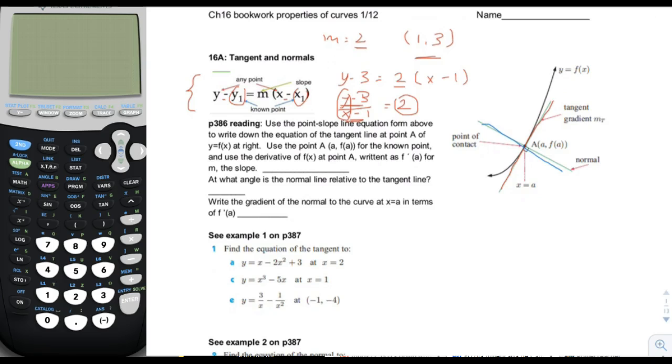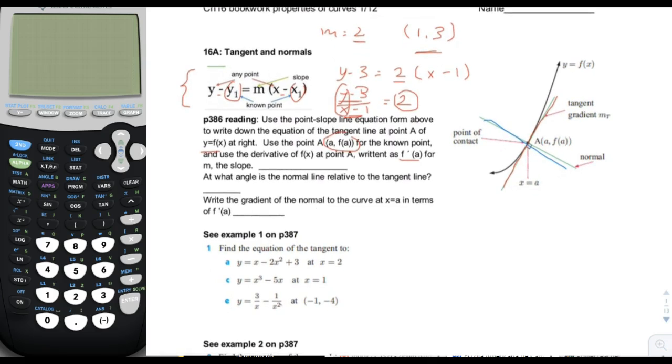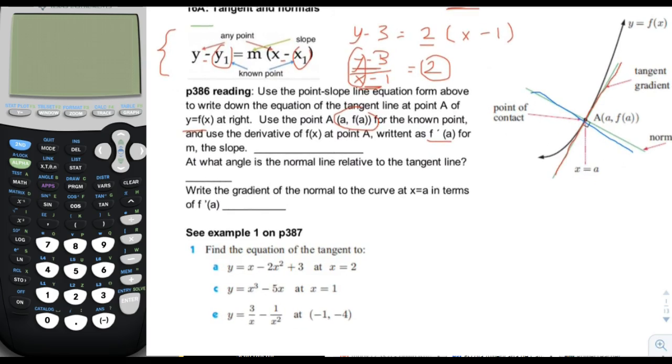So use the point-slope line equation from above to write down the equation of the tangent line at point A of y equals f of x at right. Use the point A, which is a comma f of a, for the known point, and use the derivative of f of x at point A, written as f dashed of a for m, the slope. So we're going to do the same thing that we just did, except now instead of numbers we got a bunch of variables. So we'll have y minus the y coordinate, which is f of a, equals the slope, which is f dashed of a, times x minus a.